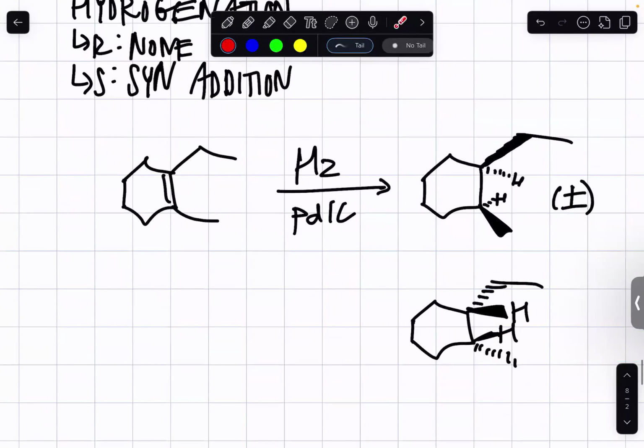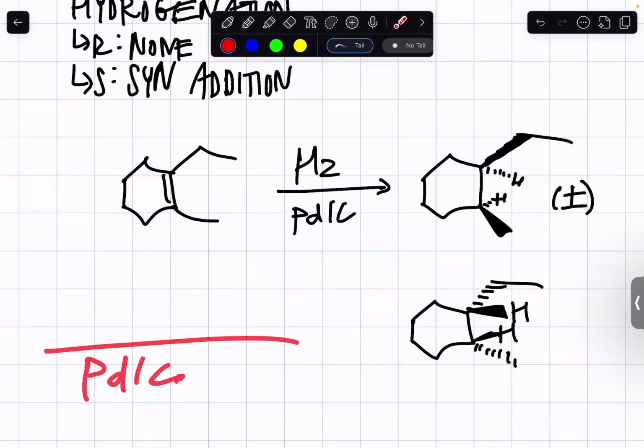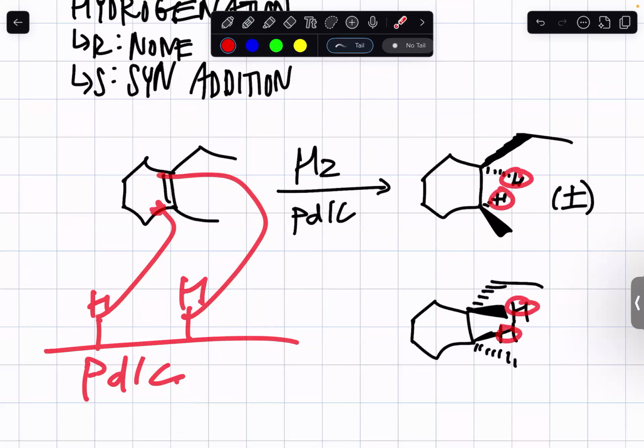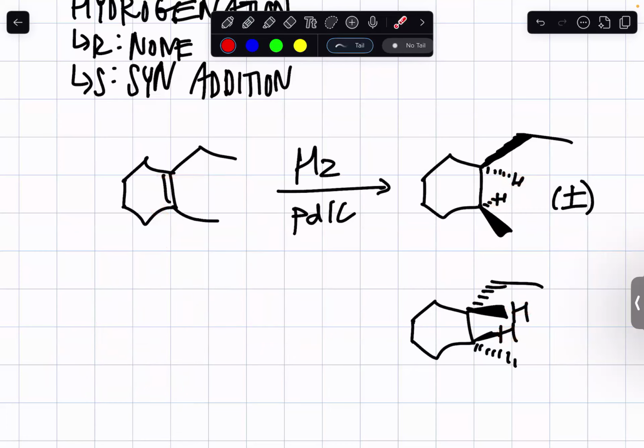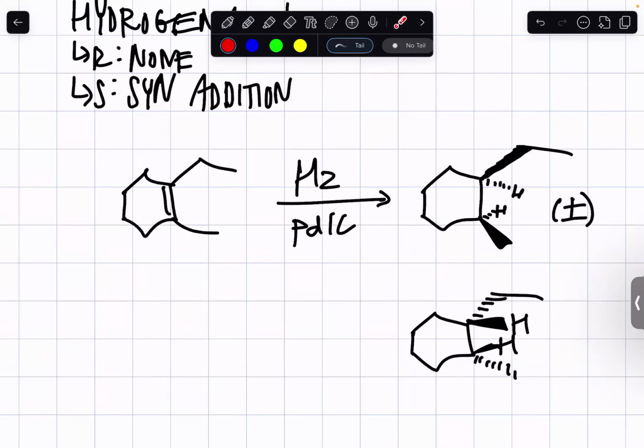So the reason why the hydrogens add on the same side is because this is going to be the metal over here, like palladium on carbon, and the hydrogens are going to attach onto the alkene at the same time. Because they're doing it at the same time, they're adding on the same face, the same side. And that's why it's syn addition. But when you draw out the answer, you don't have to draw out the hydrogens. You can leave them as invisible. But make sure the stereochemistry is correct for the other groups.